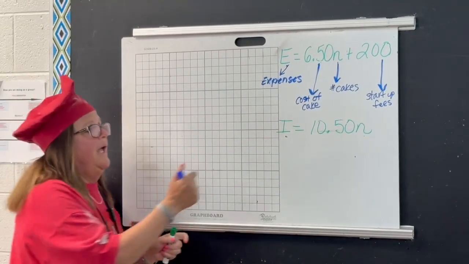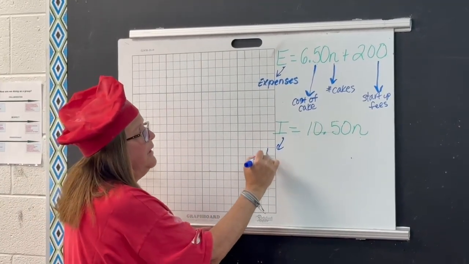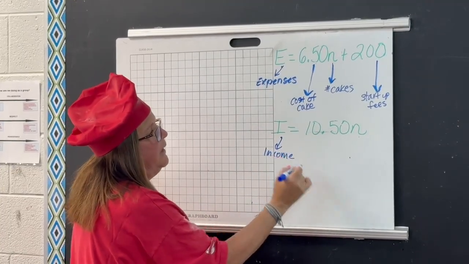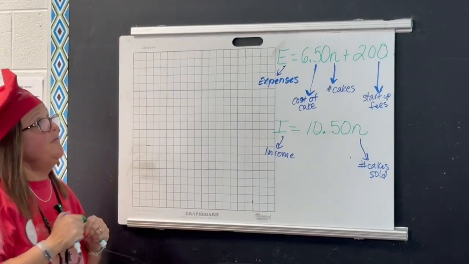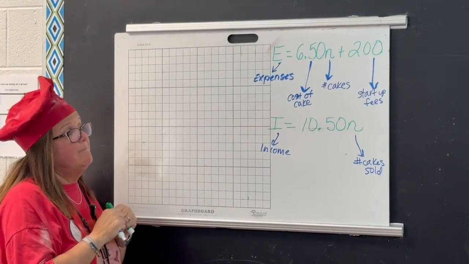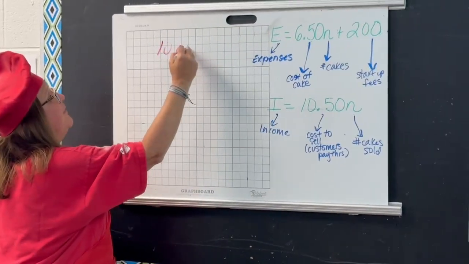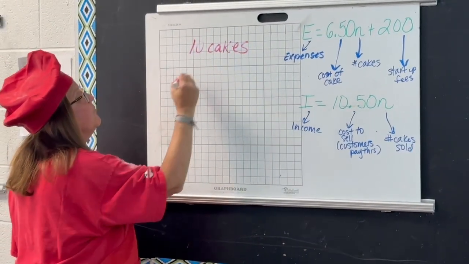All right, I is income. And what's our N when it's the money coming in? And what's the 1050? Yes. Suppose I make and sell 10 cakes.